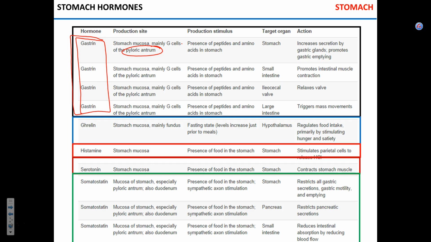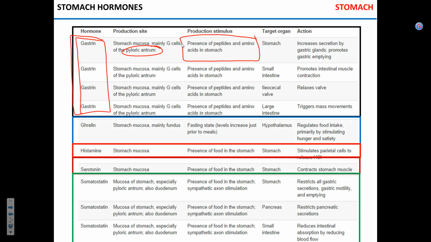Now look what stimulates the release of gastrin from the stomach. Presence of peptides and amino acids. In normal people words, peptides and amino acids, what do they refer to? What should be in the stomach? Food. Gastrin is released in response to food, mainly proteins, being in the stomach. Does that make sense?